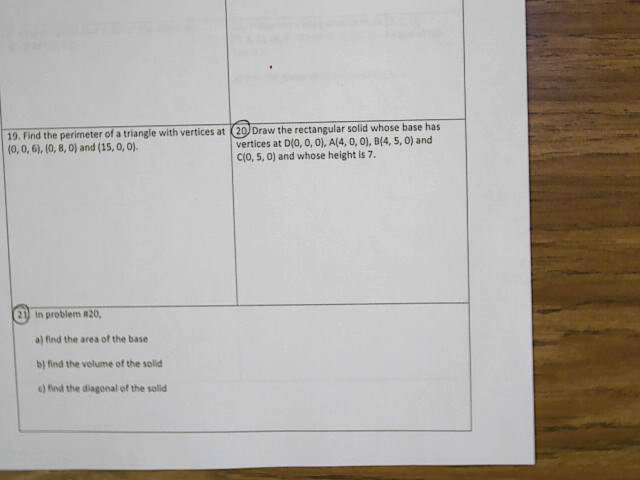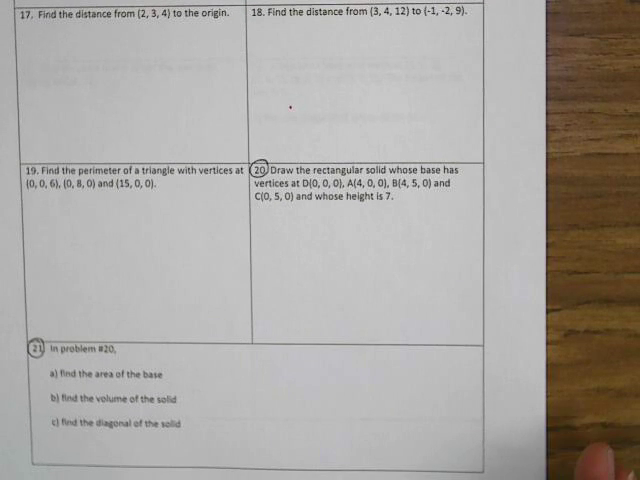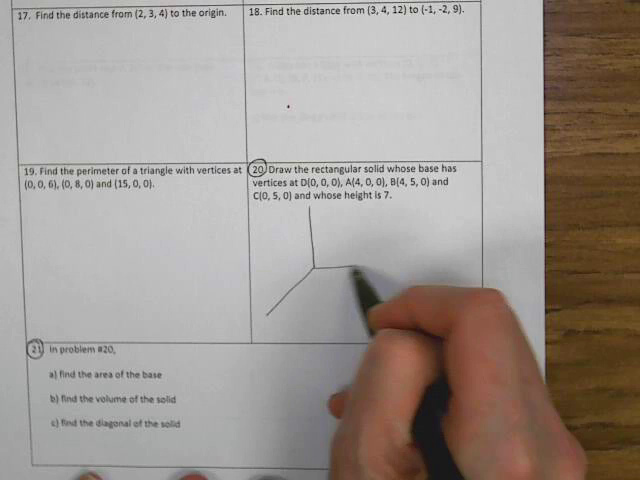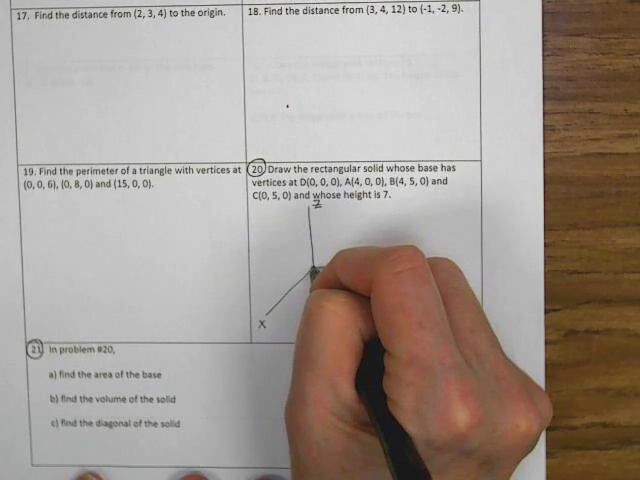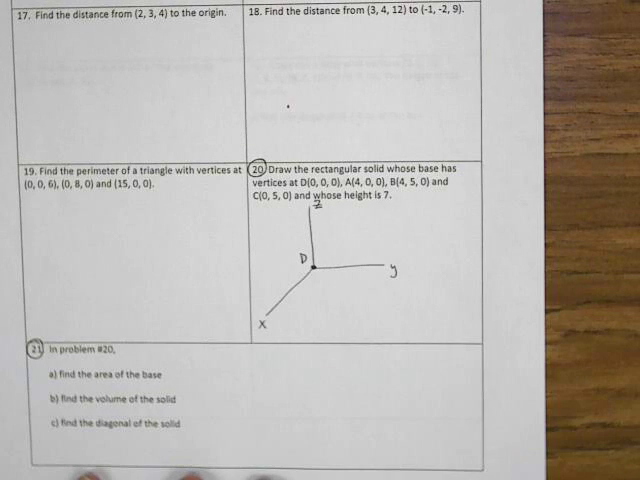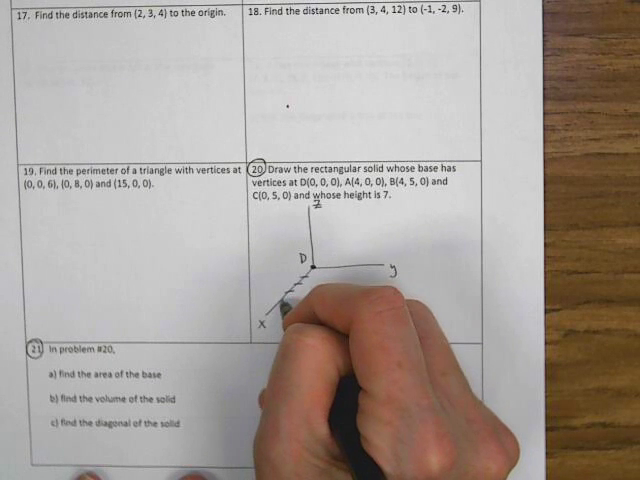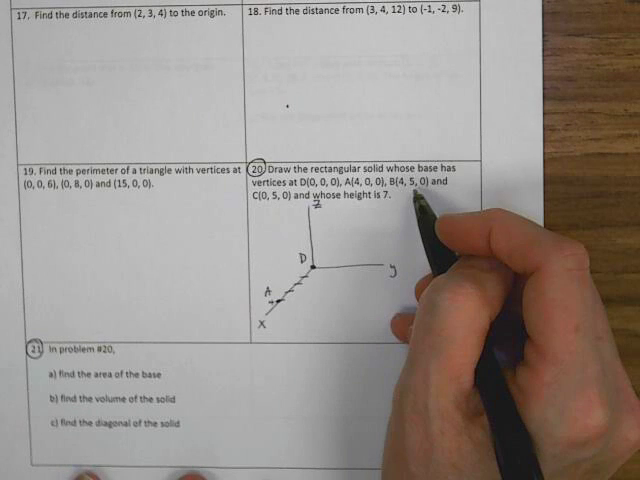All right, let's turn the page. We have just a few more, some of these three-dimensional ones to look at. So let's start with 20. Let's just see if you can get the sketch in here. It says draw the rectangular solid whose base has these vertices. So let's give ourselves a three-dimensional grid. Right, this is x, this is y, and this is z. So D is easy. That's at 0, 0, 0. A is on the x-axis at 4, 0, 0. So let's mark that at A. That's at 4. B is at 4, 5, 0.